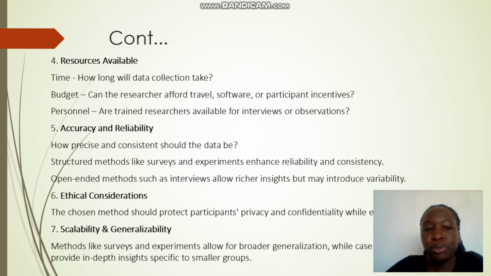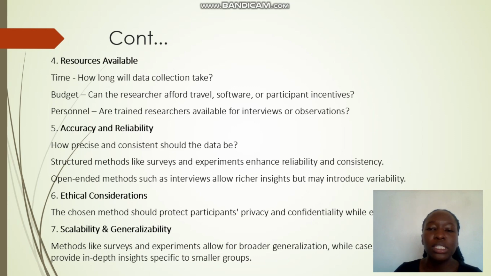Then to continue, we also consider the resources available. How much time, how much money are we willing, or do we have planned to put into the research? If it involves traveling from one place to another, do we have enough resources to afford that travel? Or if we need to hire trained researchers, can we be able to access them? So we also need to consider the resources we have available as we decide on which data collection methods to use because some are more expensive than the others.